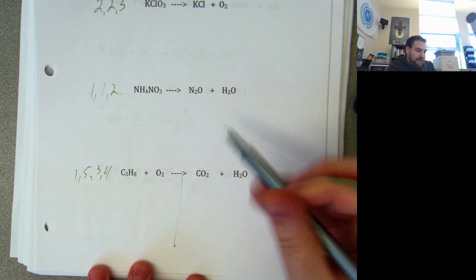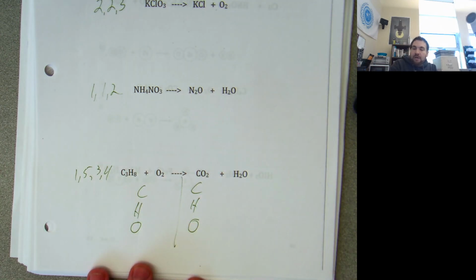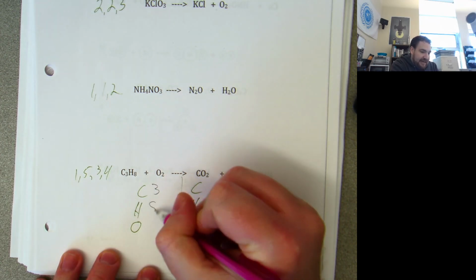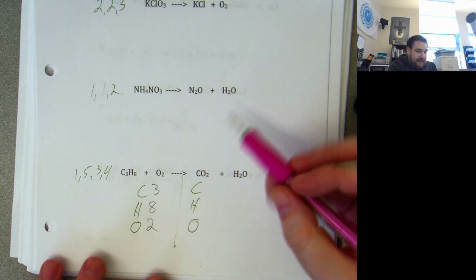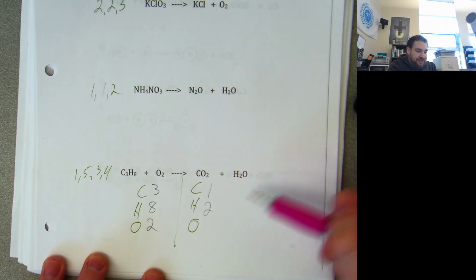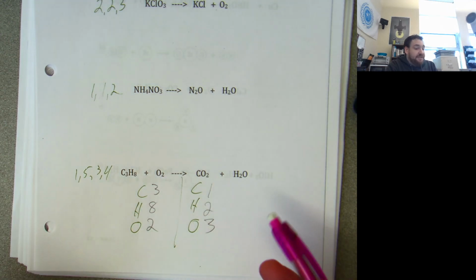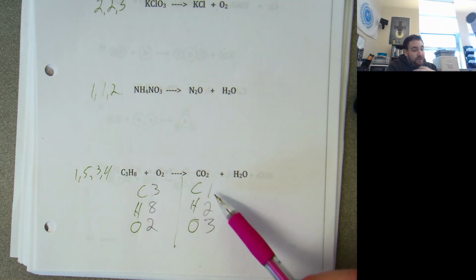I'm going to draw my line. C3H8 plus O2 gives CO2 plus H2O. And now I'm going to grab a pencil. If I do my count, I'm going to have 3 carbons, 8 hydrogens, and 2 oxygens on the left-hand side. And on the right-hand side, I'm going to have 1 carbon, 2 hydrogens, and 3 oxygens. You with me so far? Okay. I'm going to start with my carbons. I've got 3 carbons on the left-hand side and 1 on the right-hand side.